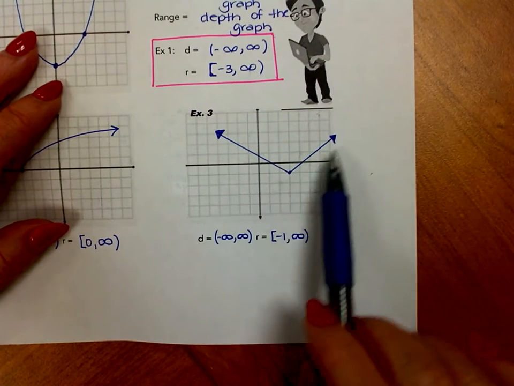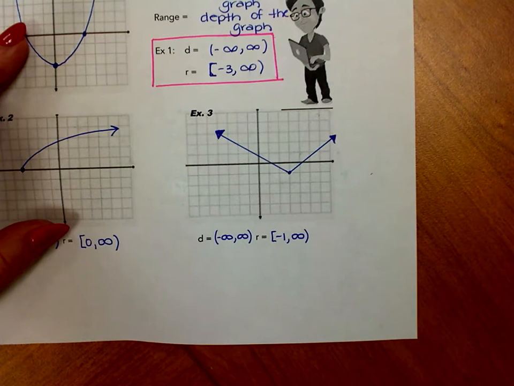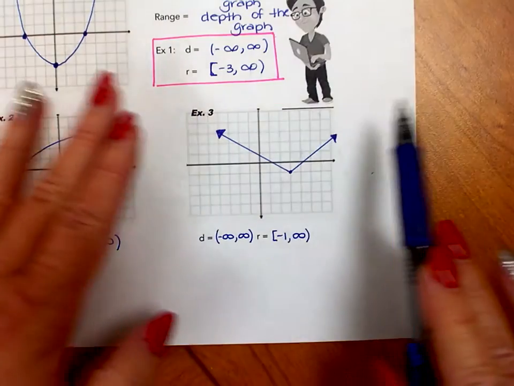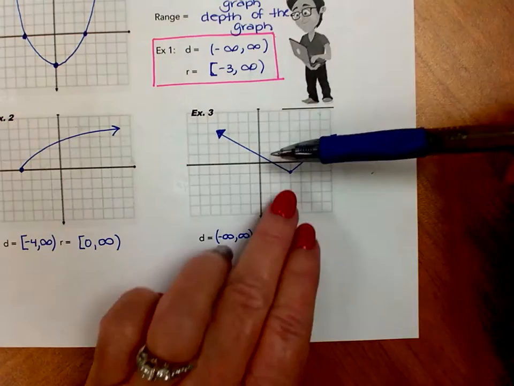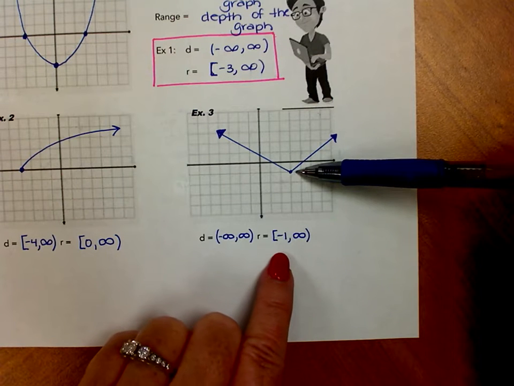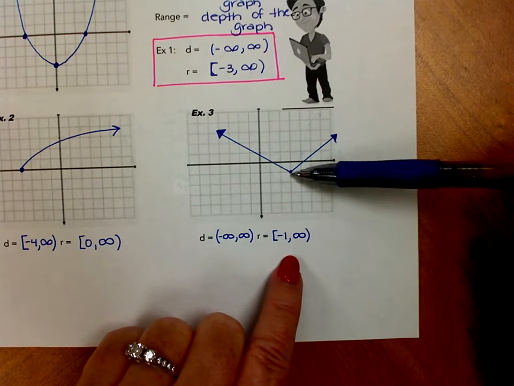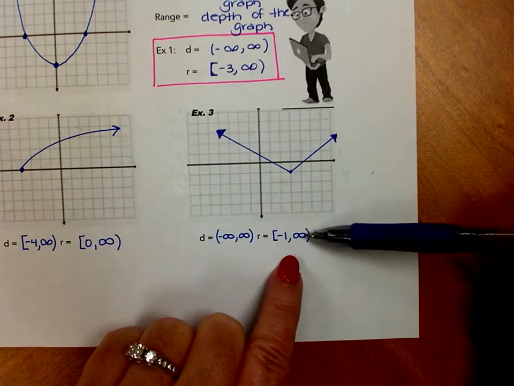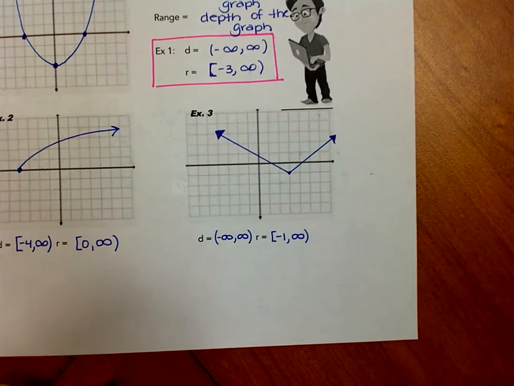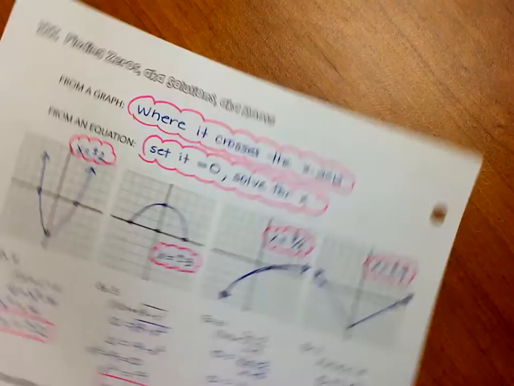And finally, the last one, this is the absolute value one, and this one is going in both directions. So negative infinity to positive infinity as far as how wide it is. And then as far as its depth, it starts right here, so that's going to be negative 1 with a bracket, and then going to infinity with the parenthesis at the end. I hope that makes a little bit more sense. Okay, let's flip this over.